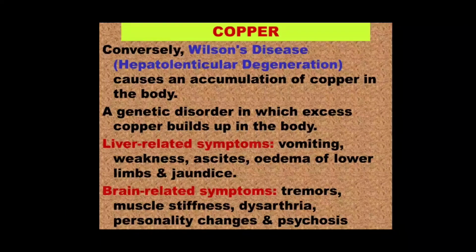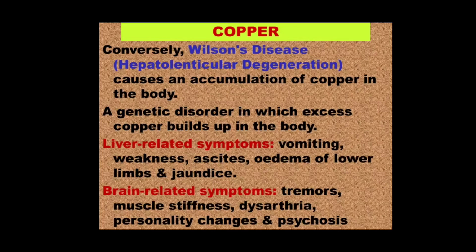Conversely, Wilson's disease, also called hepatolenticular degeneration, causes an accumulation of copper in the body and is a genetic disorder where there is excess copper in the body. So we will discuss it a little bit more a while later, but suffice it to say that this particular disease, to do with problems relating to copper accumulation in the body, mainly has two kinds of manifestations. One, liver related, the other brain related.